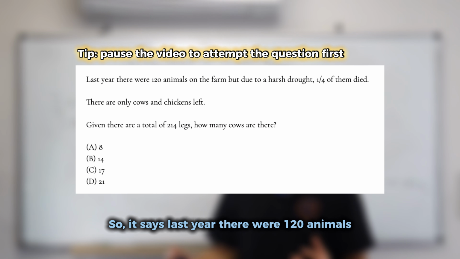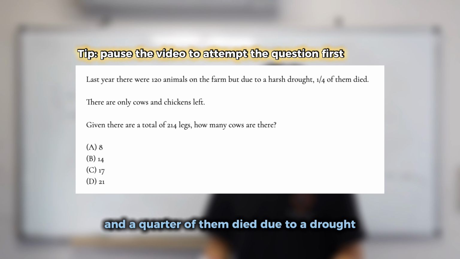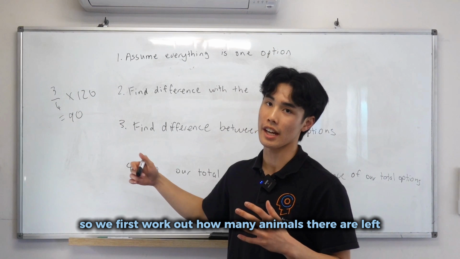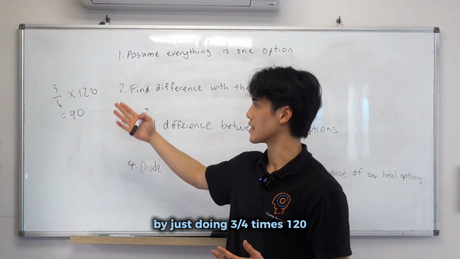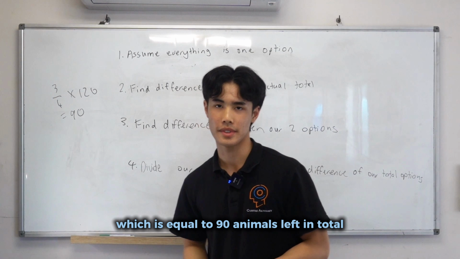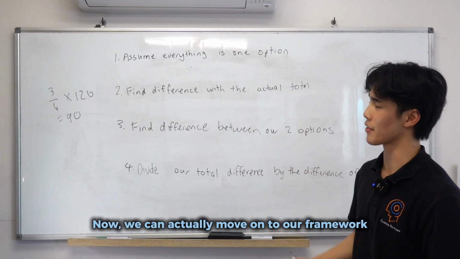So it says last year there were 120 animals and a quarter of them died due to a drought. So we first work out how many animals there are left by just doing 3/4 times 120, which is equal to 90 animals left in total. Now we can actually move on to our framework.